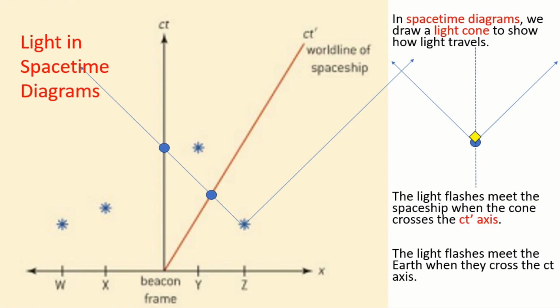So what I suggest you do, if you're trying this exercise or you have a copy of it, is pause the video now and try to draw light cones for each of the other flashes, so W, X, and Y. If you can, draw your lines as close to 45 degrees from that vertical as possible, and they should be at 90 degrees to each other. Then see at what point they cross the world line of the spaceship, in other words, the CT primed axis, and also our CT axis. So I'm going to assume that you've had a chance to try that.